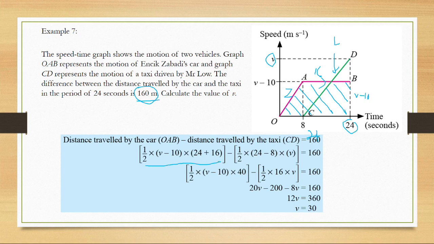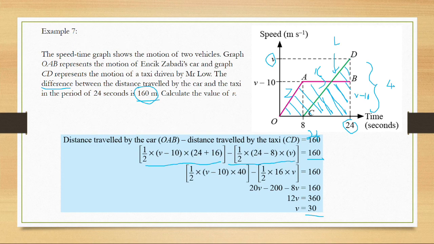And then when they told you the difference, it means you minus, right? Minus the distance by Mr. Law. So it will be 1 over 2 times 24 minus 8, this triangle here, the area of the triangle, 24 minus 8, and then multiply by the length over here, which is V. Okay, the difference is 160, so you just equate it to 160. And then simplify everything, you will have V is equal to 30.